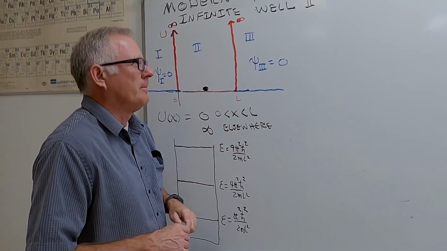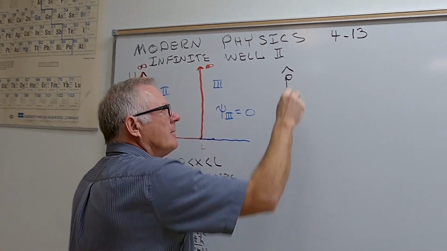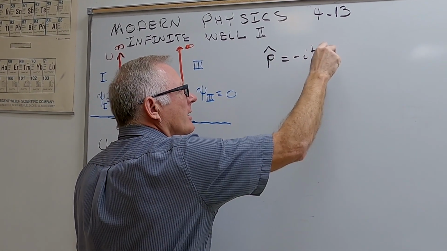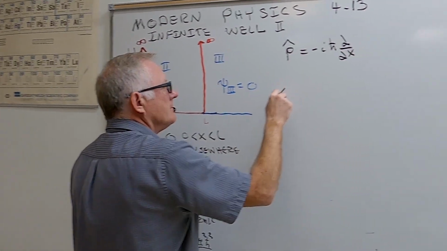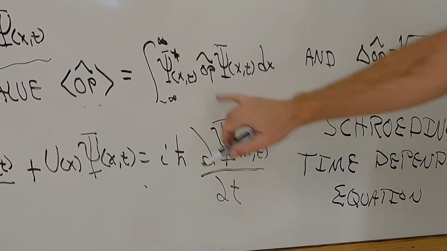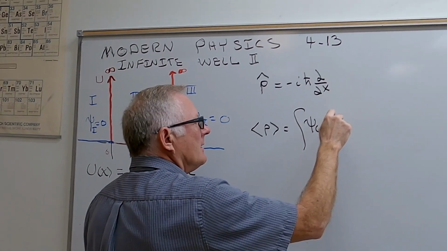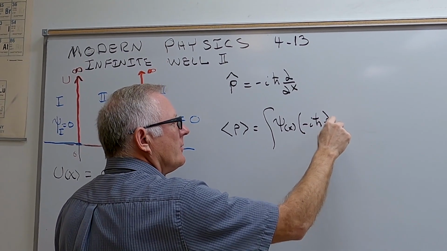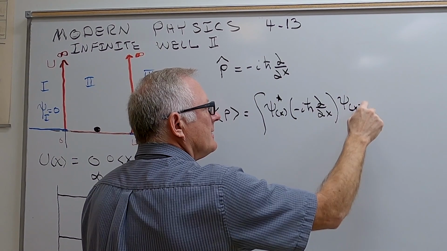Okay, so now I wanted to say, what about the average momentum? What is the average momentum of that particle? Remember, the momentum operator was minus i h bar partial with respect to x. So if we wanted to get the average momentum, we would just integrate right here. We're just using our formula. We just put the momentum operator right in the middle. It has to be in the middle, so we get our psi star of x times minus i h bar partial with respect to x of psi of x dx.